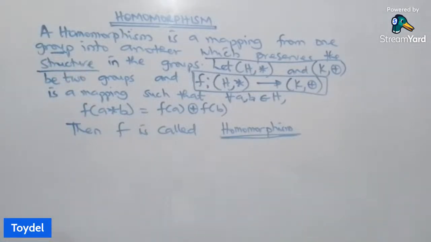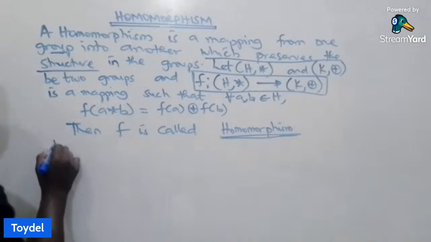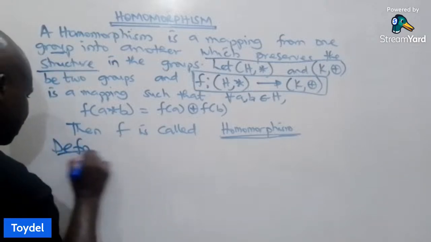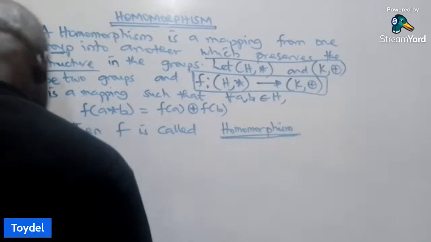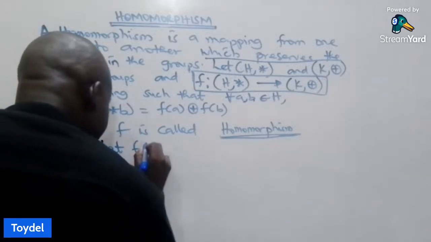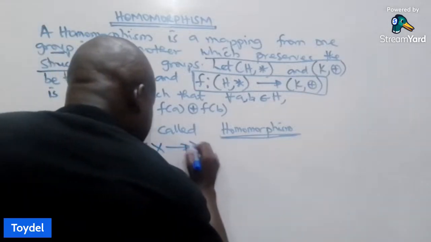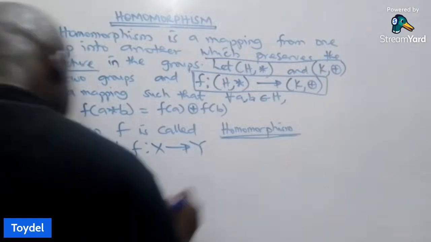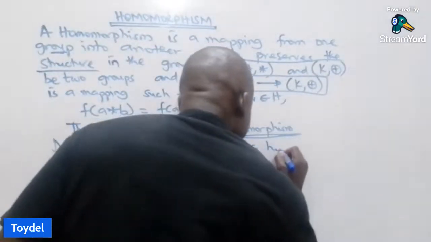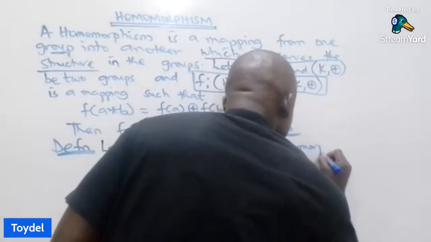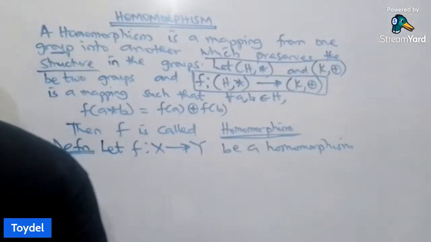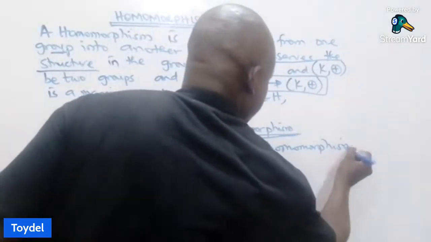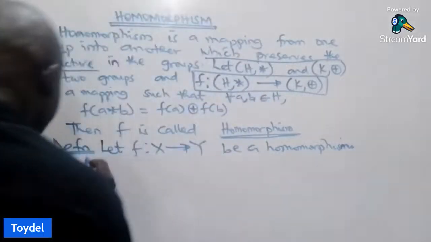Then let's define what is called a kernel. Definition: the kernel of F, the kernel of that mapping. Let F, taking X to Y, be a homomorphism. Of course, you know the meaning of homomorphism now.